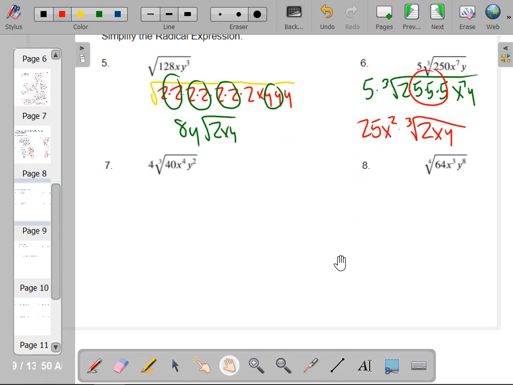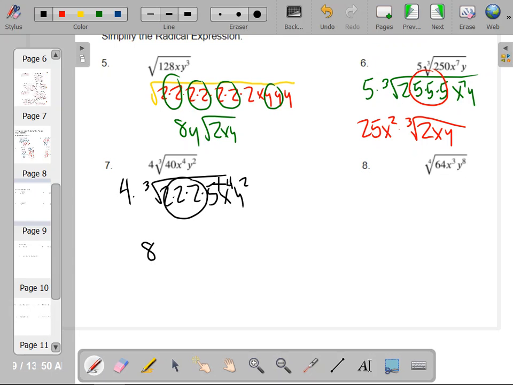Couple more like that. Let's go ahead and factor 40. So 4 times 40 is 8 times 5. So 2, 4, 8 times 5, and then x to the 4th y squared. So again, cube root, we can bring out a 2. There's already a 4 out there, so now it's 8. I can bring out 1x, but I still have a 5 on the inside and x on the inside, and those y squares just don't have enough. So that's it. 8x radical cube root 5xy squared.